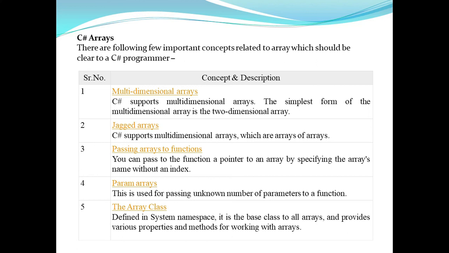You can pass to a function a pointer to an array by specifying the array's name without an index. And fourth is the parameterized array, param array. This is used for passing an unknown number of parameters to a function. And the last is the Array class, defined in the System namespace. It is the base class to all arrays and provides various properties and methods for working with arrays.